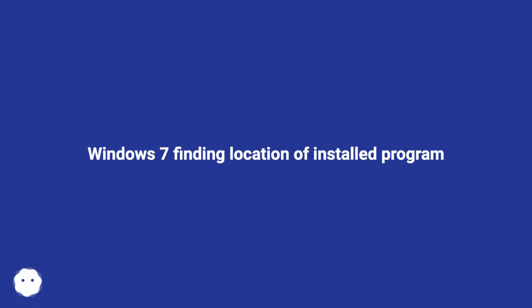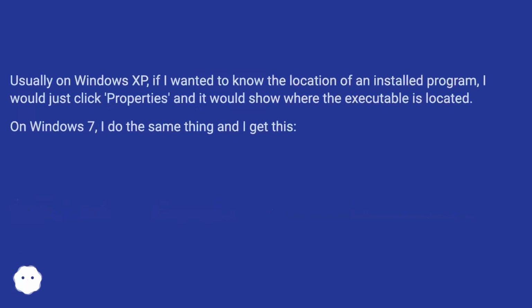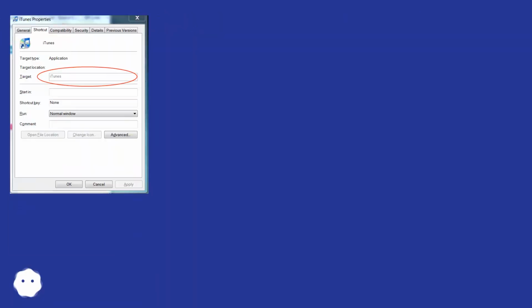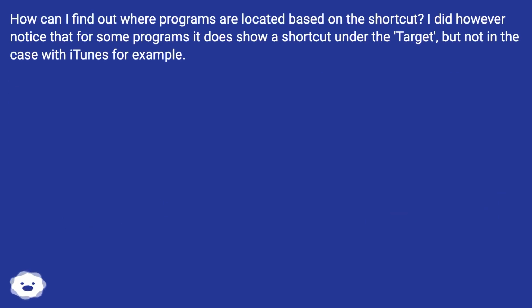Windows 7 finding location of installed program. Usually on Windows XP, if I wanted to know the location of an installed program, I would just click Properties, and it would show where the executable is located. On Windows 7, I do the same thing and I get this. How can I find out where programs are located based on the shortcut?